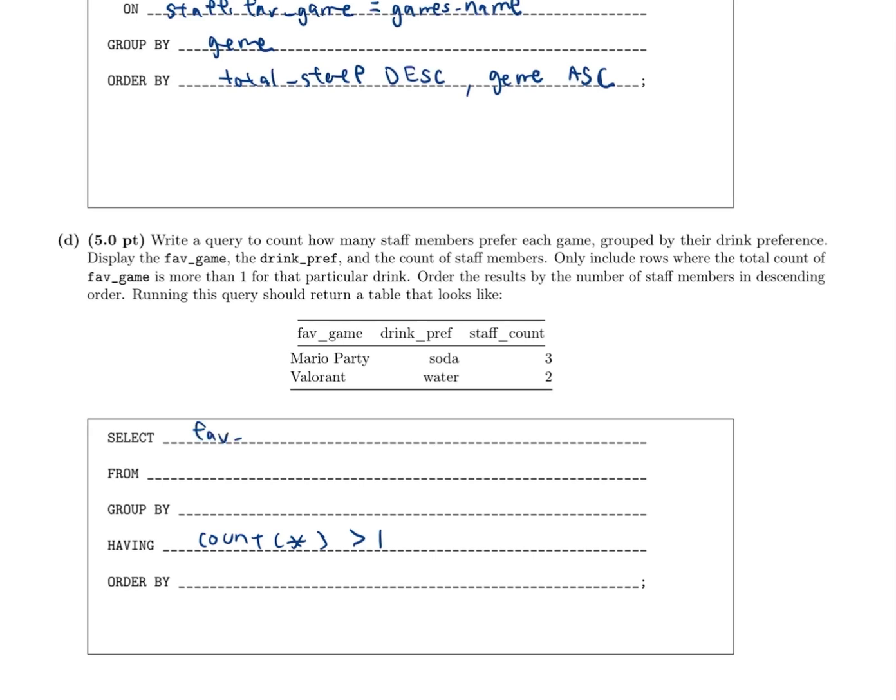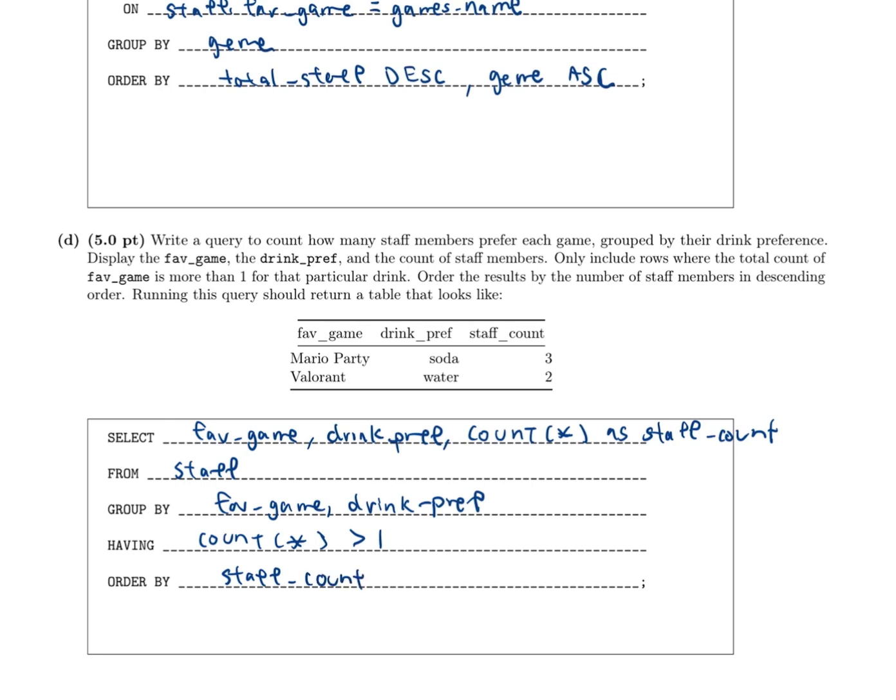So we select fave game, drink preference, count as, let's say, staff count, from staff, order by fave game, drink pref, not order by, group by, and then finally having count is greater than 1, and then staff count descending.